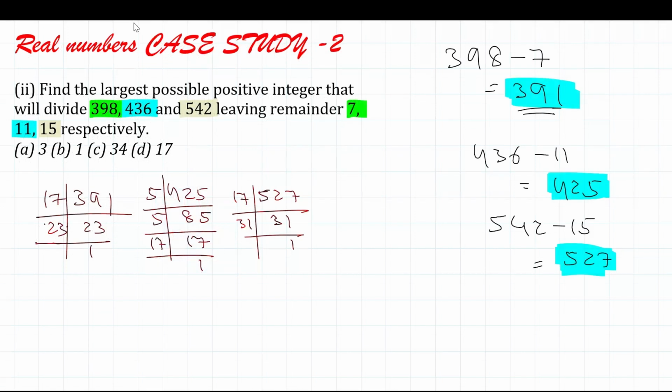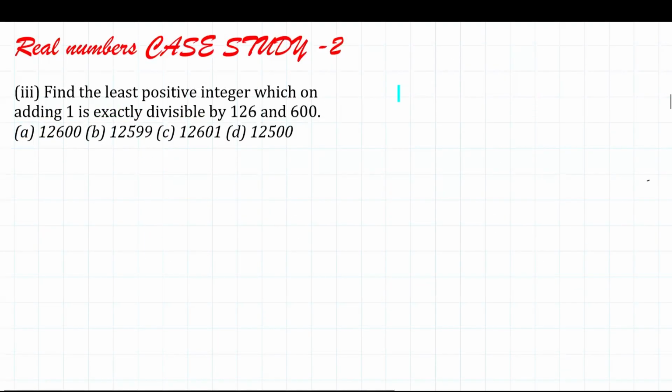So on prime factorization, what do we get? We can see from here that I've already done here that 17 is the only common factor, and therefore it has to be the highest common factor. So the correct answer will be 17. Yes, we have an option. Option D is correct in this case.